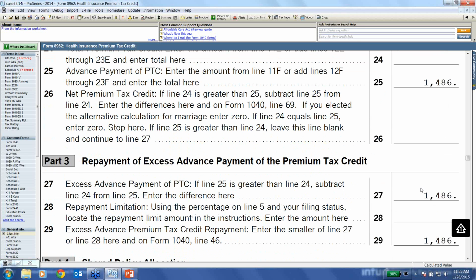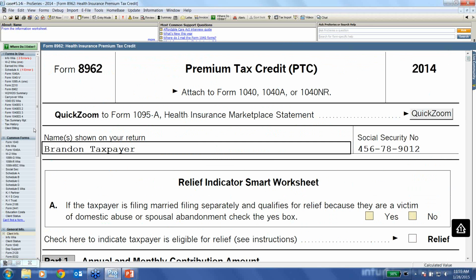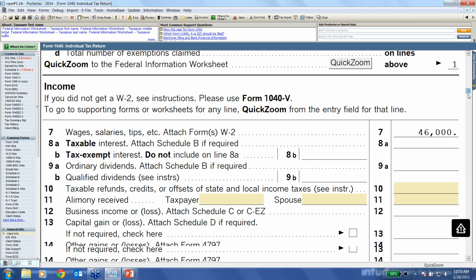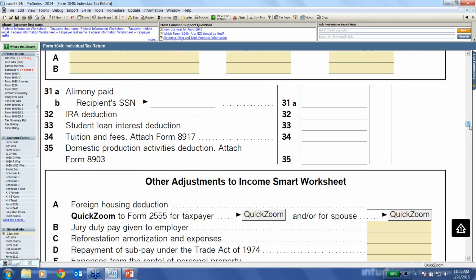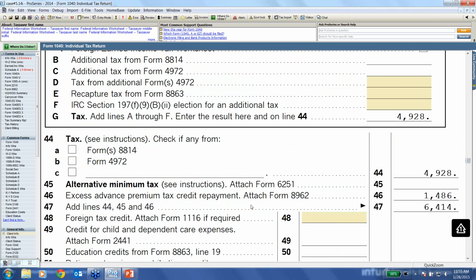Then it goes into this part 3. And if you're over 400% of FPL, there is no limitation on your repayment. So Brandon needs to pay back the full figure of $1,486. So we will go over to the 1040, page 2, and find out that the excess advance premium tax credit repayment comes in on line 46 and gets added to his tax.